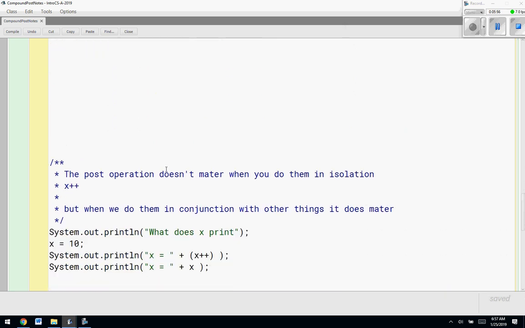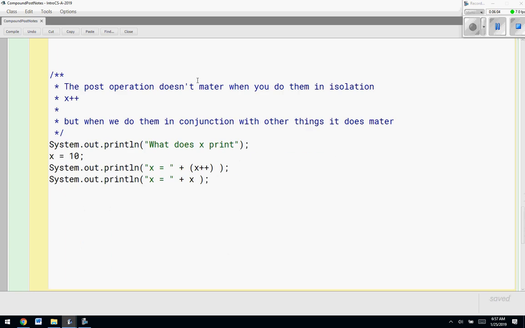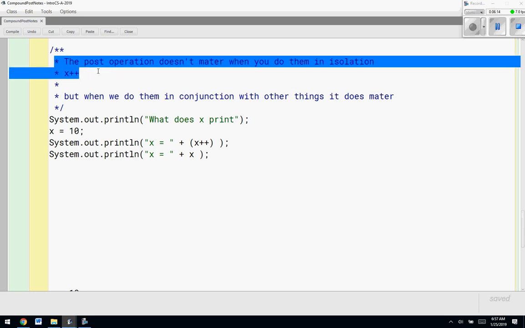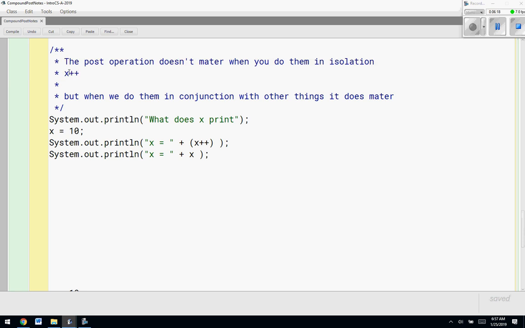As a specific use we're going to use quite often later on. Now, the post operation doesn't really matter when we do it in isolation. So I can literally just say x plus plus, and it's going to increase x by 1. But the fact that it's a post operation matters when I do it in conjunction with other things. So look at these couple of lines here. It's asking the question, what does x print?